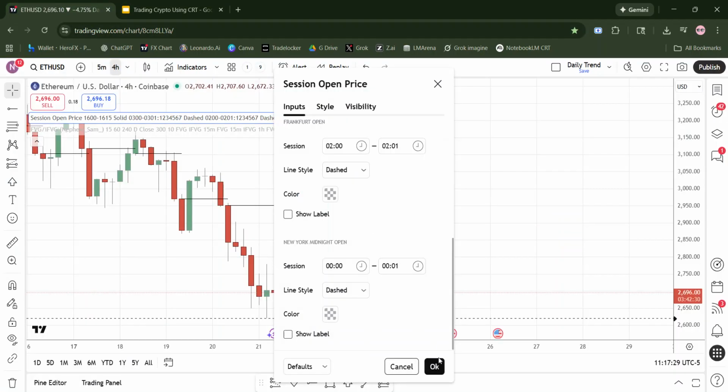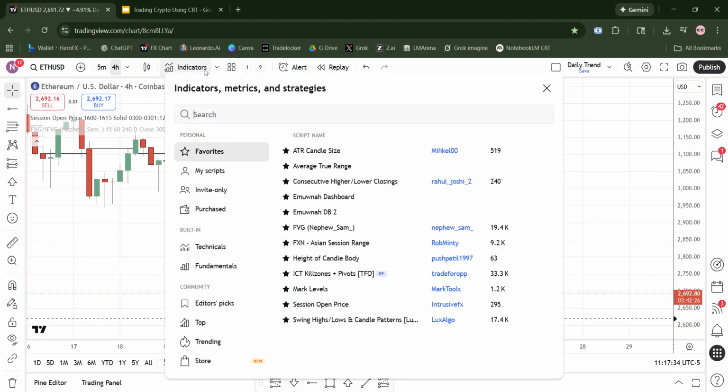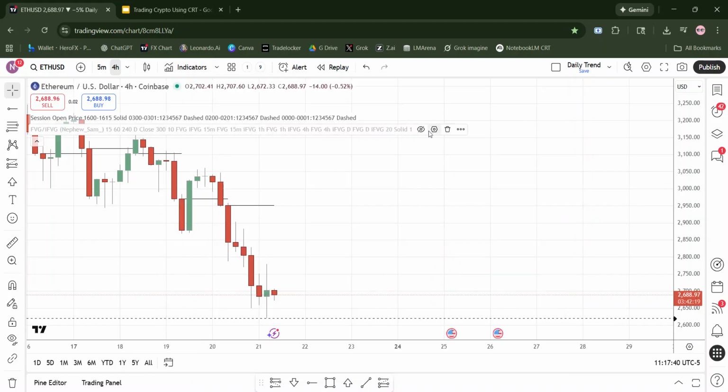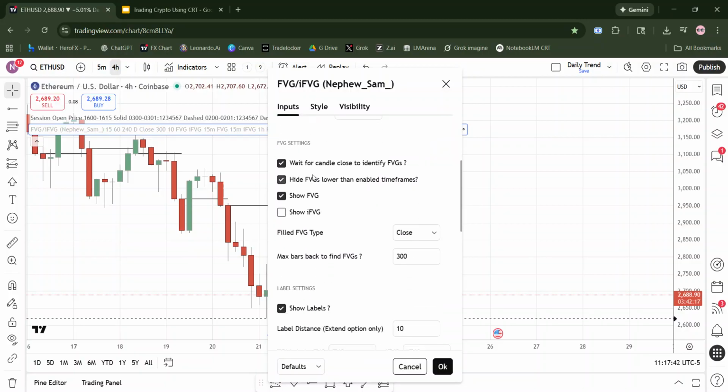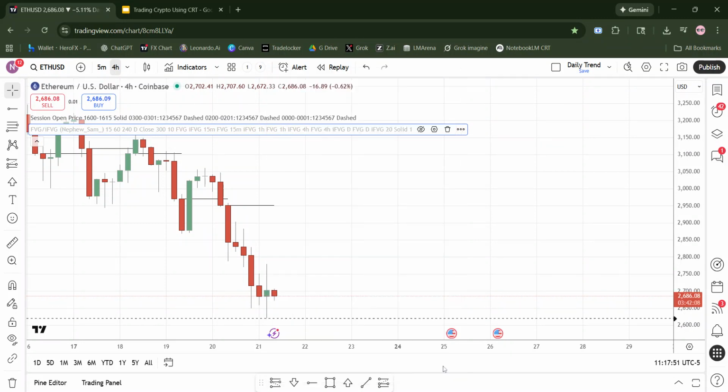So that's it. And then the only other one I have is the fair value gap indicator. I use the one by Nephew Sam. It's right here. And for the settings, if you do use it, you click on the gear icon and click this, wait for candle close to identify fair value gap. Just be sure that's checked. Then everything else is fine on the default, and then I click OK.